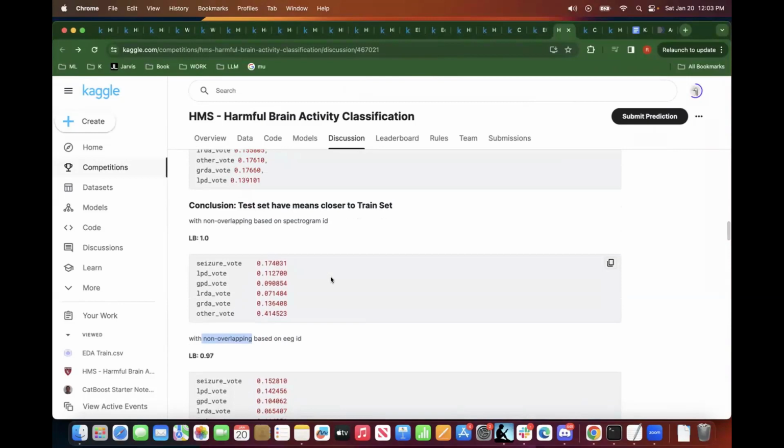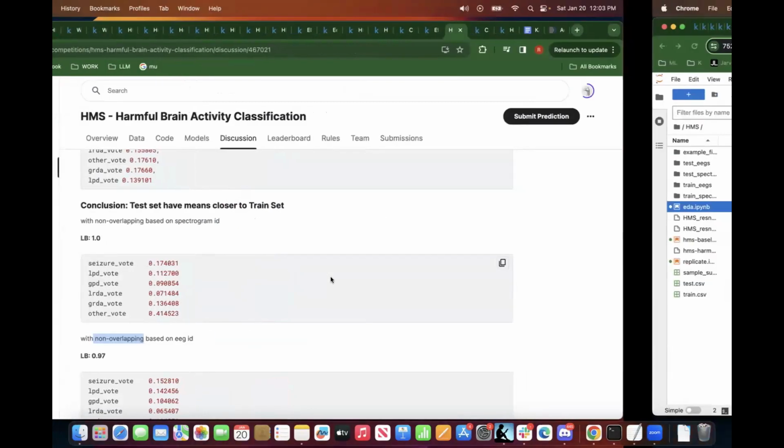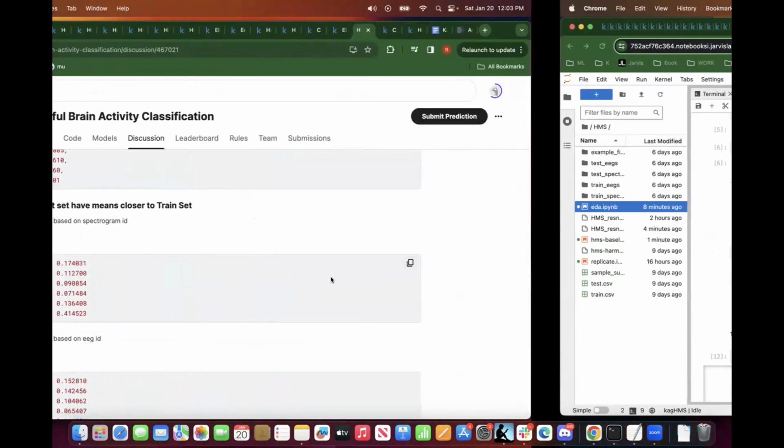Raquel, you are using Jarvis Labs as your preferred compute? Okay.